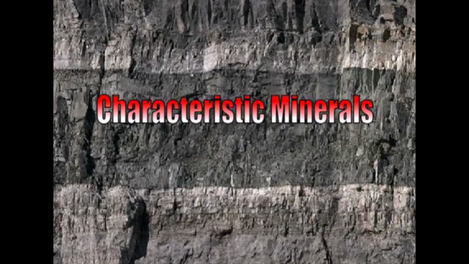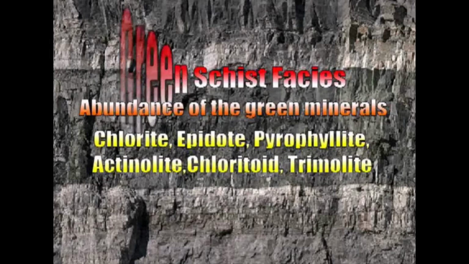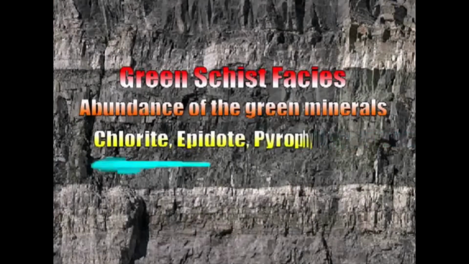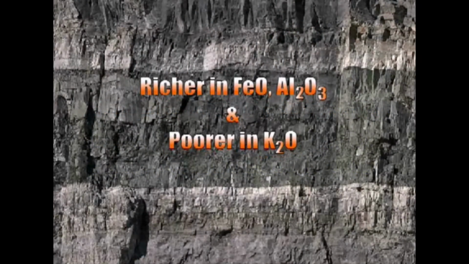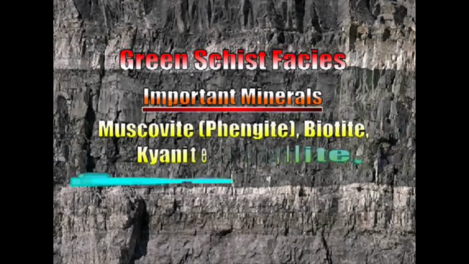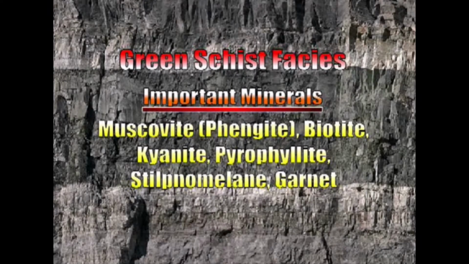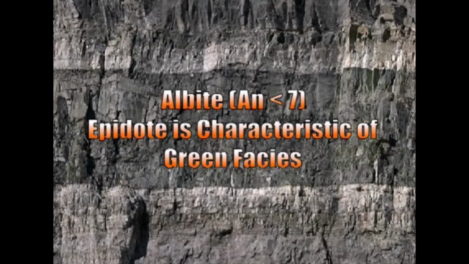Characteristic minerals. The green schist facies is recognized by the abundance of green colored minerals like chlorite, tremolite, chloritoid, pyrophyllite, etc., and epidote in pelitic rocks, where the rock is richer in FeO and Al2O3 and poorer in K2O. The other important minerals are muscovite, phengite variety, biotite, almandine garnet, etc. In pelitic rocks, albite with anorthite percent less than 7 along with epidote is characteristic of this facies.